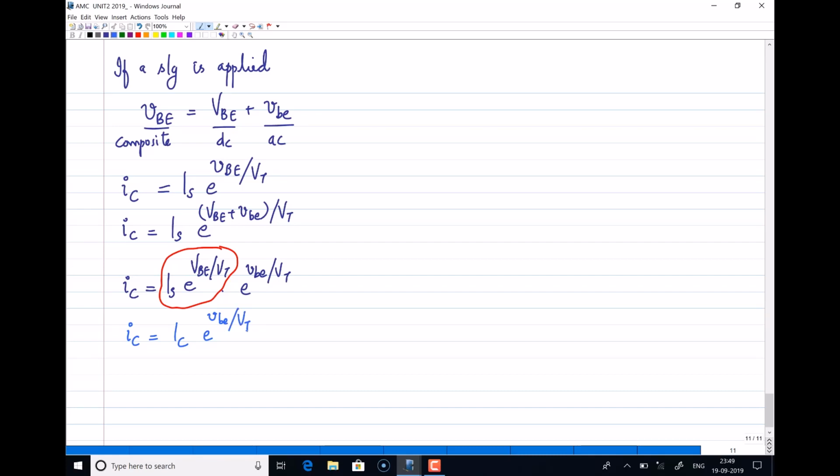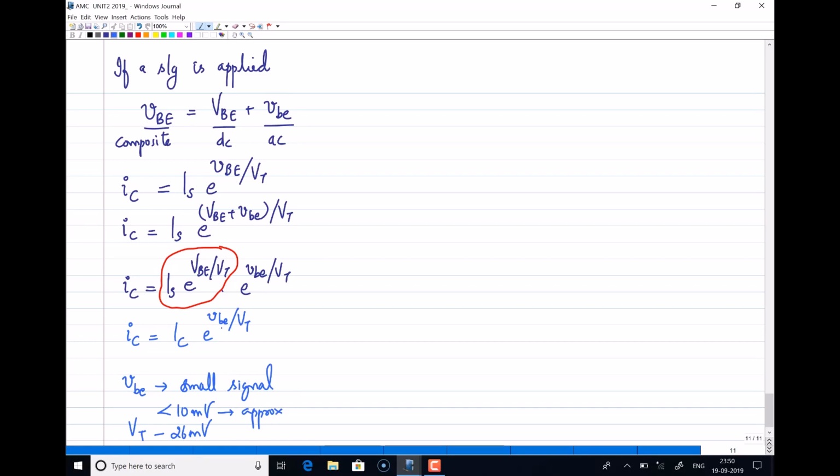Now we know that this vbe is a small signal, and if I do a small signal approximation, that is assuming that vbe is very small, maybe less than some 10 millivolt, we call this a small signal approximation. Why I am considering 10 millivolt is that VT is the volt equivalent of temperature, and at room temperature it is 26 millivolt. If vbe is very small compared to VT, or less than 10 millivolt, I can do a small approximation here.